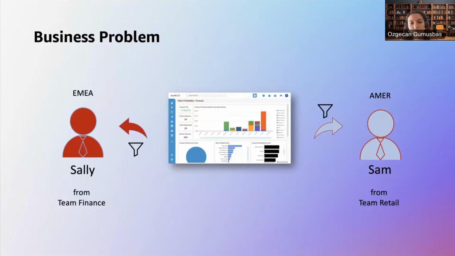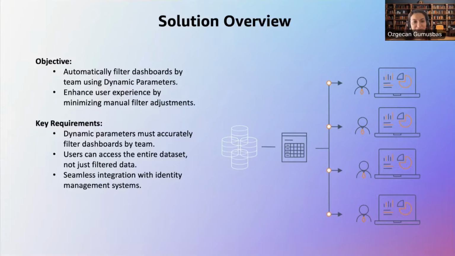However, when they want to consume this dashboard, they need to do some filter adjustments manually. So this can be time consuming. This is also prone to human errors. So we would like to eliminate this, right? We would like to automate this as much as possible, and increase the efficiency of using this dashboard so that they can focus on what really matters. So this is the business problem. And how we can solve this is the answer: dynamic parameters, dynamic filters with parameters.